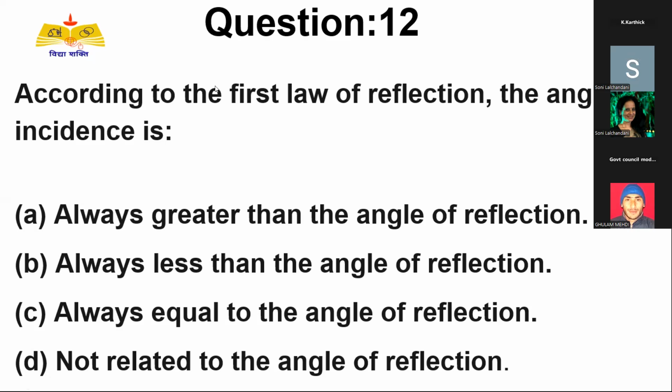According to the first law of reflection, the angle of incidence is A. Always greater than the angle of reflection. B. Always less than the angle of reflection. C. Always equal to the angle of reflection. D. Not related to the angle of reflection.